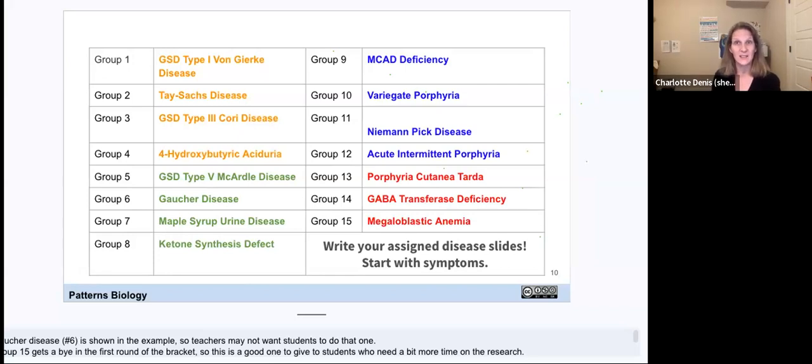And the idea is that they investigate the condition, they do some research, and they find out what the enzyme is that's responsible for the condition, what the mutation is, and then also what the symptoms are, what effects the mutation has on the patient. And then they do a talk protocol with the bracket that I'll show you in a sec, and that will help them come to a consensus as a class as to what baby Matthew's condition is.